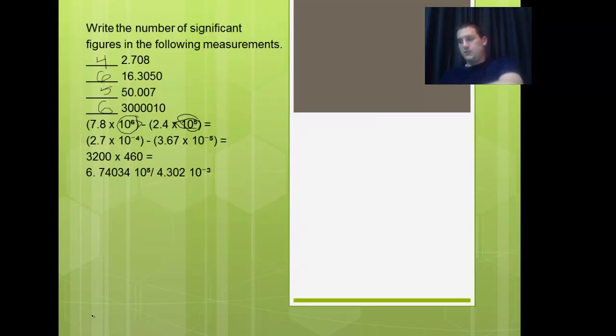Okay? So you do 7.8 EE 6 minus 2.4 times 10 to the 5th, and that's going to give you this big long number. Sorry, I'm checking my calculator here. It's going to give you 7,560,000. Okay, it's going to give you that number right there.